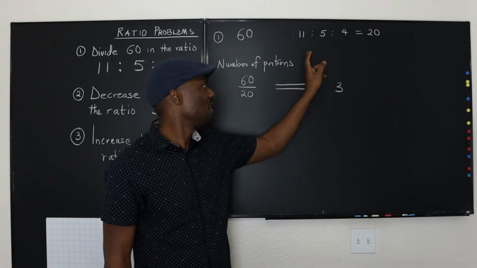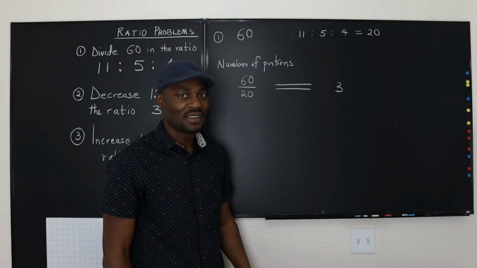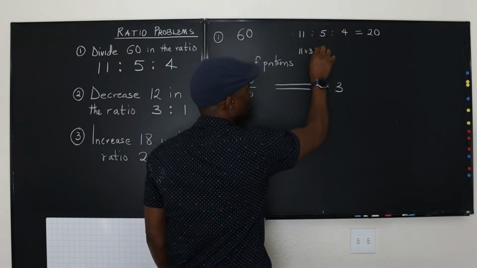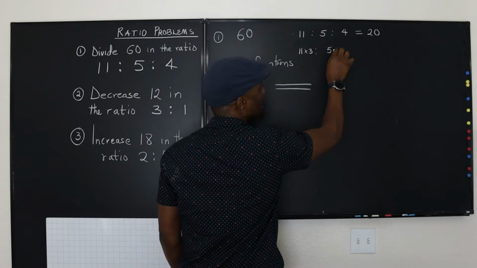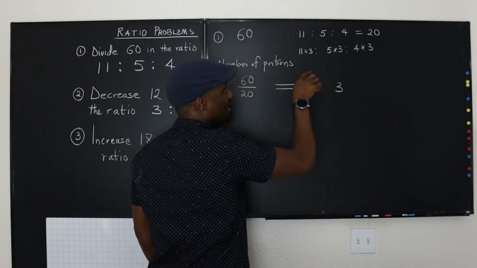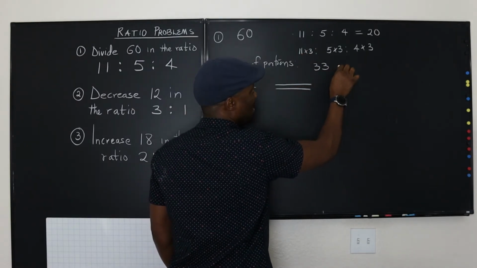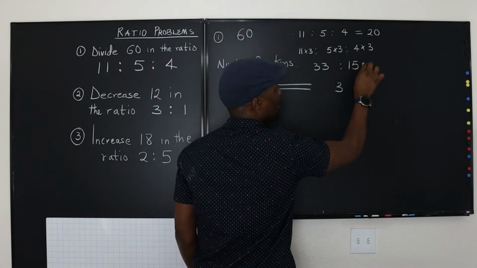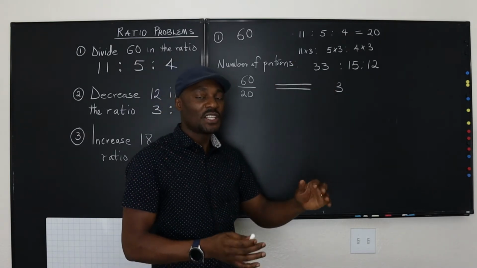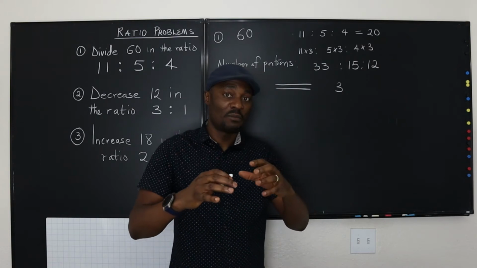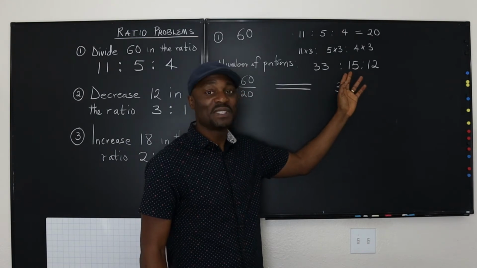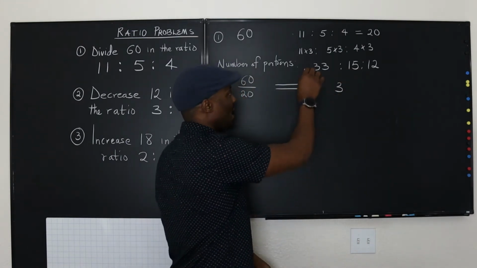So how many oranges do you think this group will have eventually? Well, it's going to be 11 times 3 oranges. So you're giving 11 times 3. And this group is going to get 5 times 3. And this group is going to get 4 times 3. You see the answer to that is actually 33, 15, 12. So when you divide 60 in the ratio 11, 5, 4, you're actually dividing 60 into 3 sections or 3 groups. One group will have 33 oranges or 33 items. The other will have 15 and the other will have 12. This is your answer.